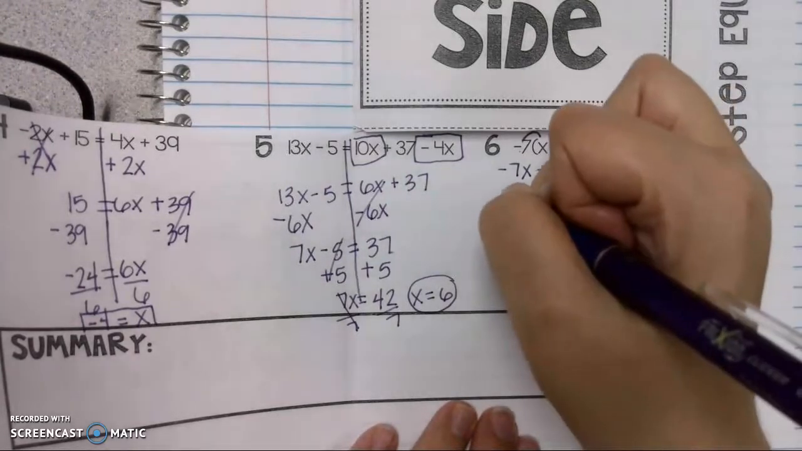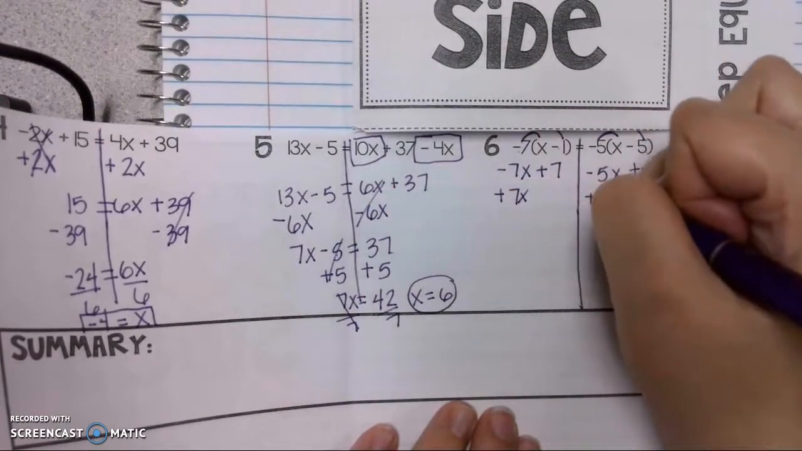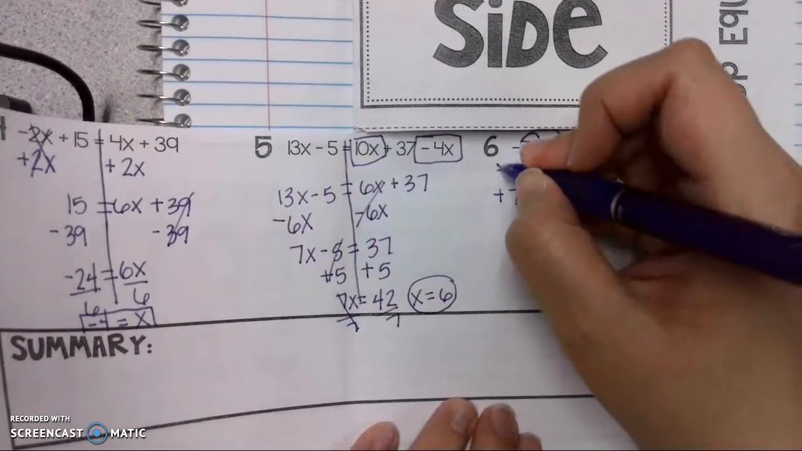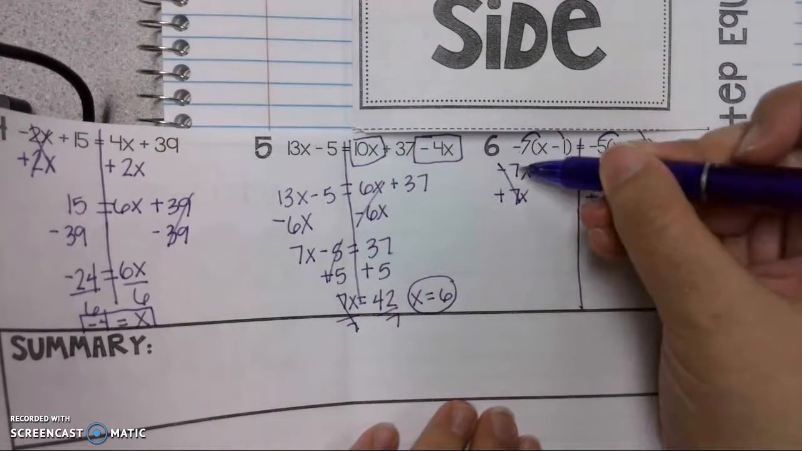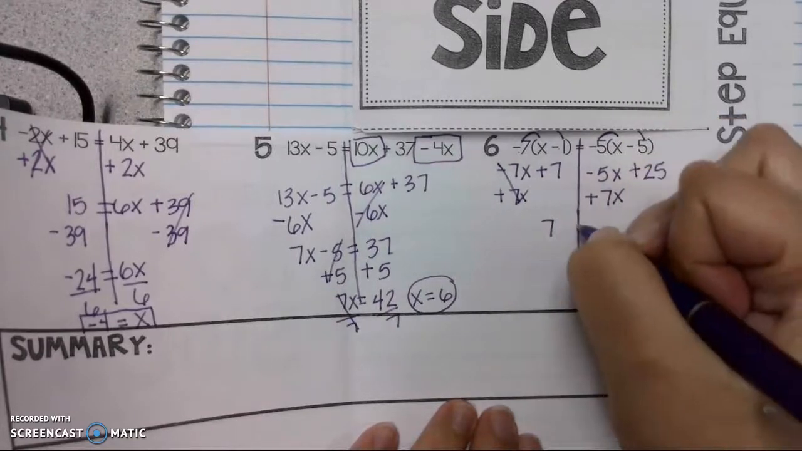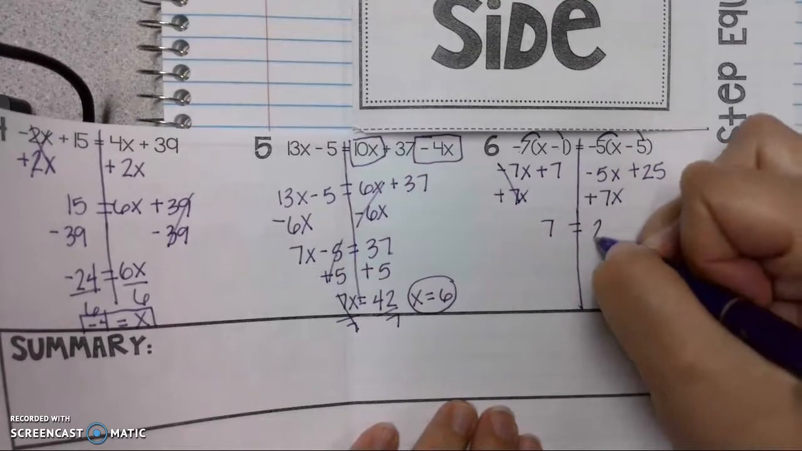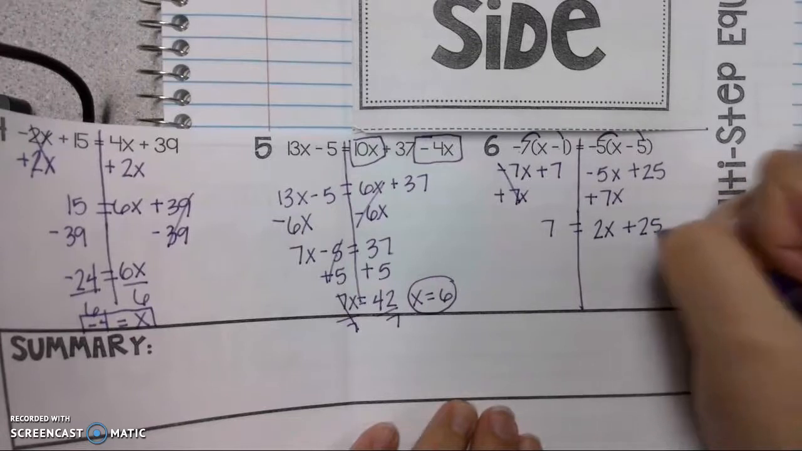Awesome. From here, I'm going to choose which x to move. I want to have a positive x. I'm going to choose to add 7x. You still get to the same answer if you add your 5x, but for the sake of going over this, we're going to just do it one way. Negative 7x plus 7x cancels out. I'm left with 7. Negative 5 plus 7 is a 2x. I have not done anything with my 25 yet.